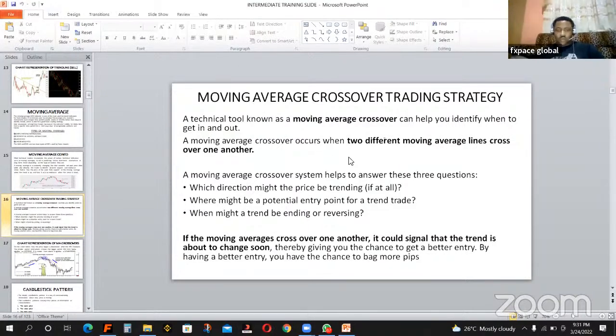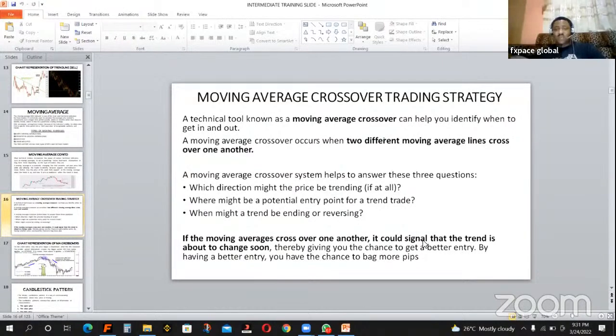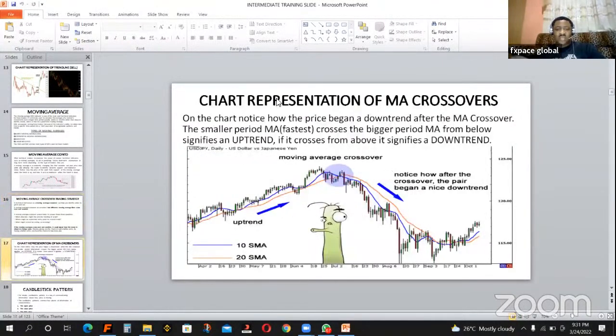Okay, so we're gradually coming to the chart. Now look at the chart representative of moving average. When you see the moving average crossover, look at it here. The blue line is the 10 SMA, then the other line is the 20 SMA. That's a simple moving average.